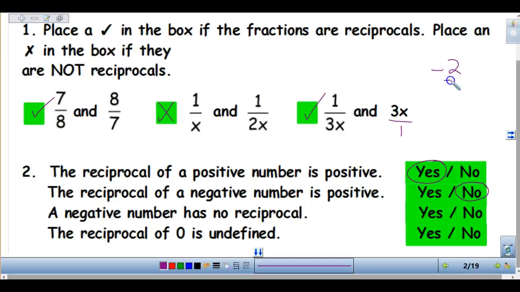Can I have negative 2/3? Can I have a reciprocal of that? Yeah, you can. You just flip them. So that would be 3 over negative 2. Yep, so that's going to be a yes. The reciprocal of 0 is undefined. So if I have 0 that's technically over 1, when I flip that, I get 1 over 0. Is that undefined? Yeah.